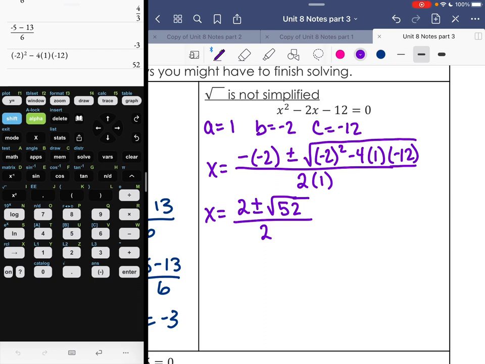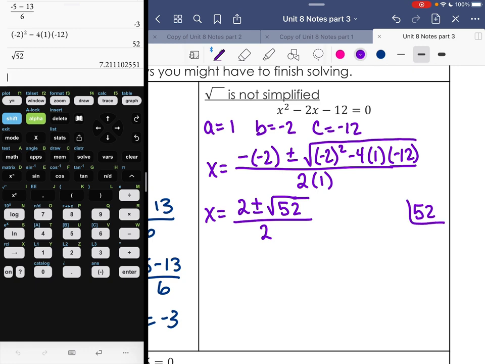Now, if we try to do the square root of 52, we're going to see that's going to give us a decimal. And remember, in algebra, we don't like decimals. So we are not going to put that down as our answer. We're going to simplify this like we did the other day using the sled method.